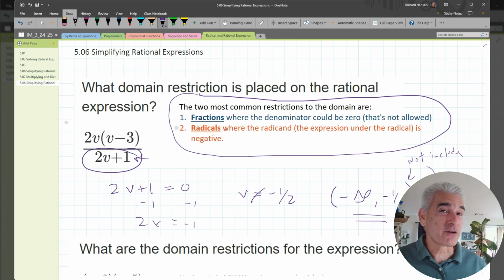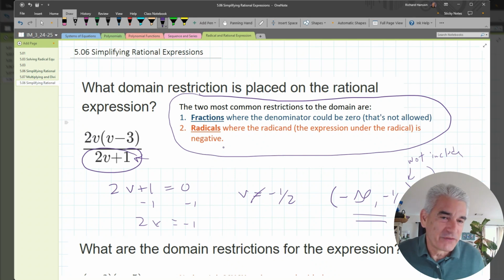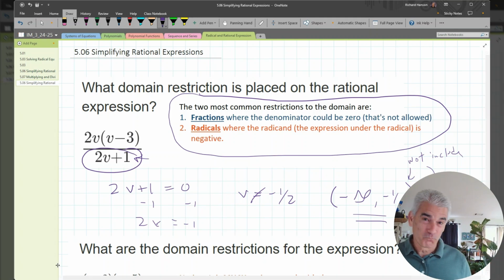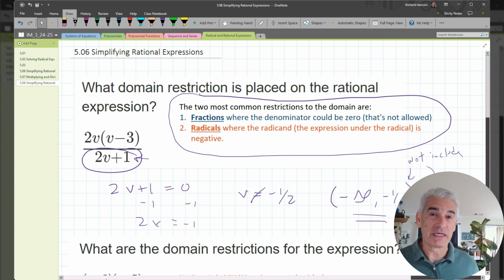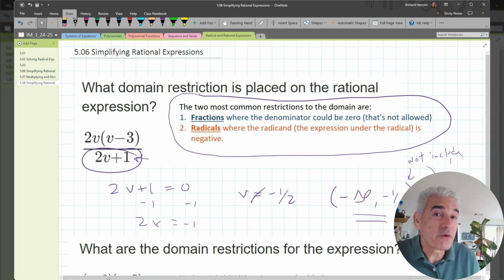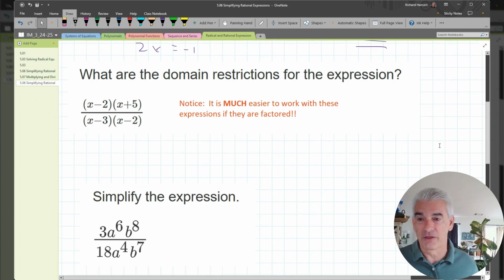If you have a radical function, you're looking for numbers that would make the radicand, which is the thing underneath the radical, negative. That's a problem because you can't take the square root of a negative. I know we can introduce imaginary numbers, but typically when we're talking about functions over the real values, we have to avoid values that make the radicand negative. Zero is okay. You could take the square root of zero, but you can't take the square root of a negative. So here we have another one.